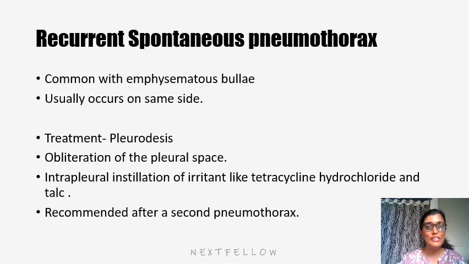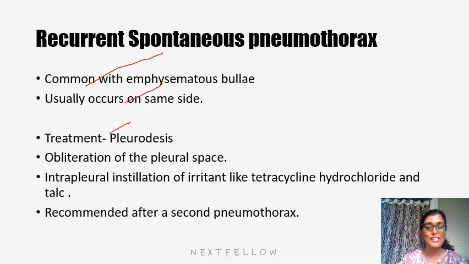So coming to recurrent spontaneous pneumothorax, it is common with emphysematous bullae. Obviously, I told you previously, subpleural blebs rupture and cause pneumothorax. It usually occurs on the same side. So if I have localized emphysema on the left side of the lung, I'll always have pneumothorax on the left side. I'll never develop it on the right side.